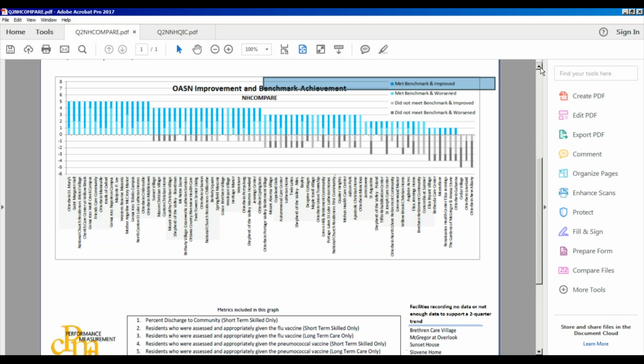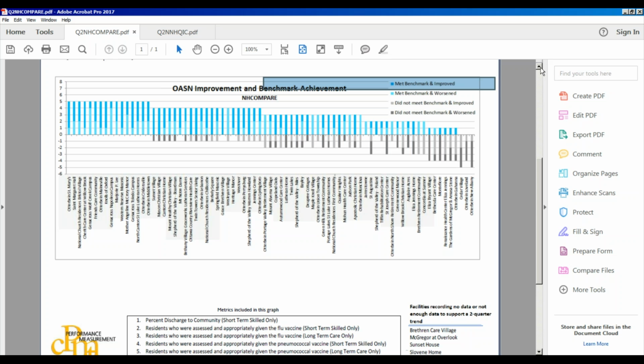Those items that are below 0 are in light gray and dark gray. So those that did not meet the benchmark, but guess what? They improved. If you're seeing a light gray bar next to your facility name, you should feel somewhat comfortable that it's moving in the appropriate direction for it to eventually turn blue if indeed you continue that trend. If it is a darker gray, that particular metric is one that you would see as an opportunity for improvement.